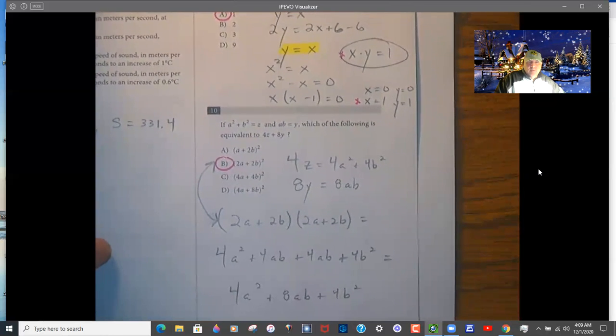Problem 10, which of the following is equivalent to 4z plus 8y?